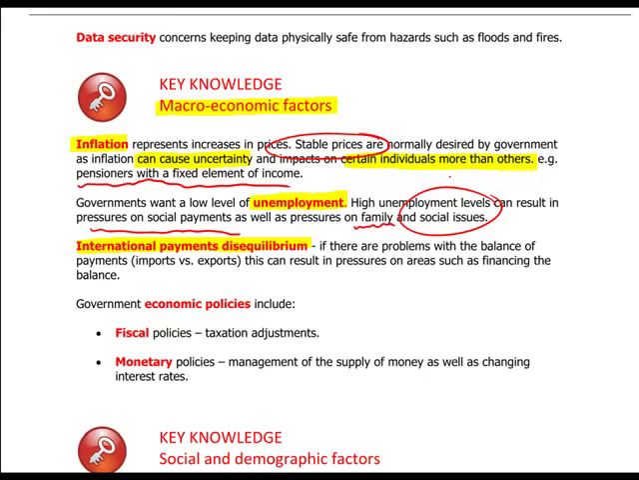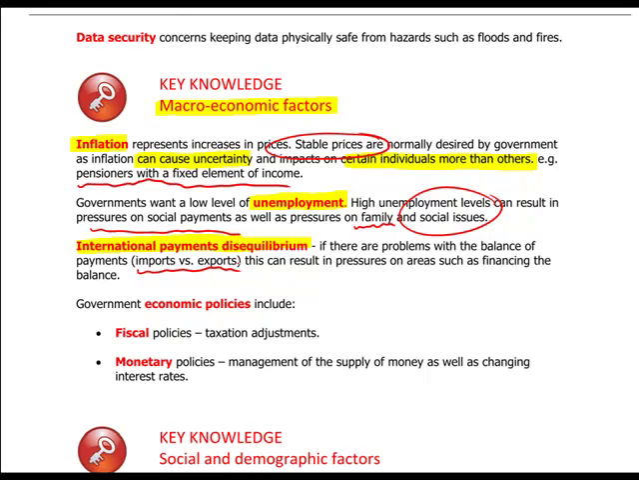International payments disequilibrium. What this is saying is that if there's a difference between imports and exports in your international payments, this can create pressures for governments in managing the economy, in terms of how they finance the balance. So if exports compared to imports are different, how can the government of that country manage the balance in effect?